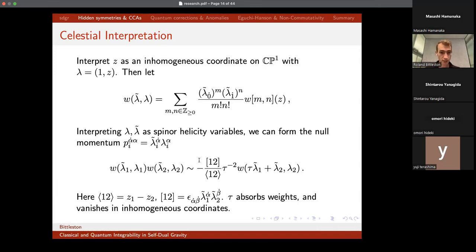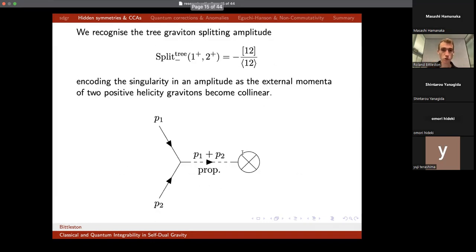The purpose for writing this in this slightly more complicated way is to extract this combination, this minus square brackets over angle brackets. And members of the audience who've got some familiarity with graviton amplitudes might recognize what that is. It's what's called the tree graviton splitting amplitude.